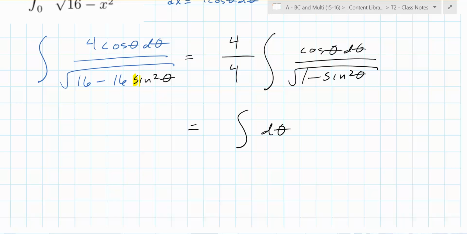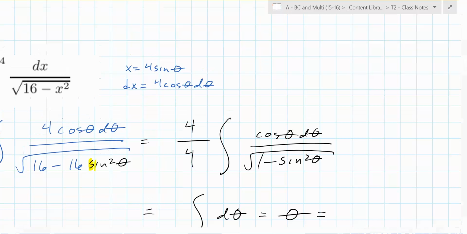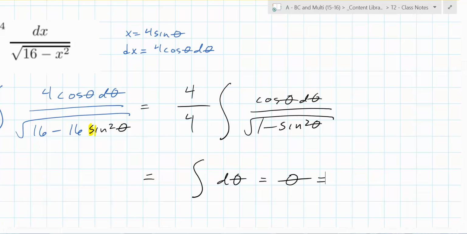So if we integrate this, what does it equal? It just equals theta, right? You with me so far? But what does theta equal? 4 sine. What does theta equal? It's sine inverse of what? X over 4, correct? Do you agree with that?